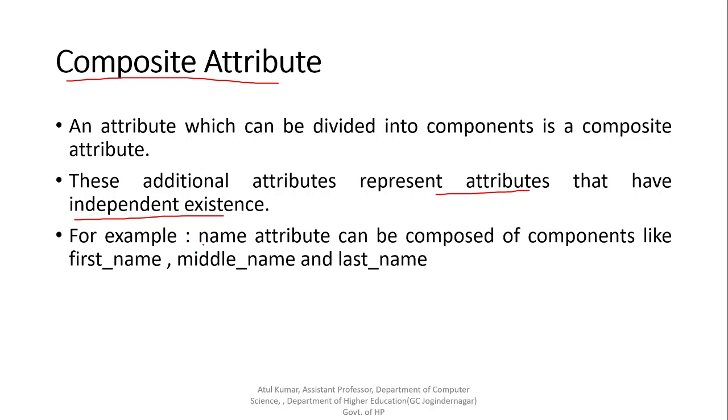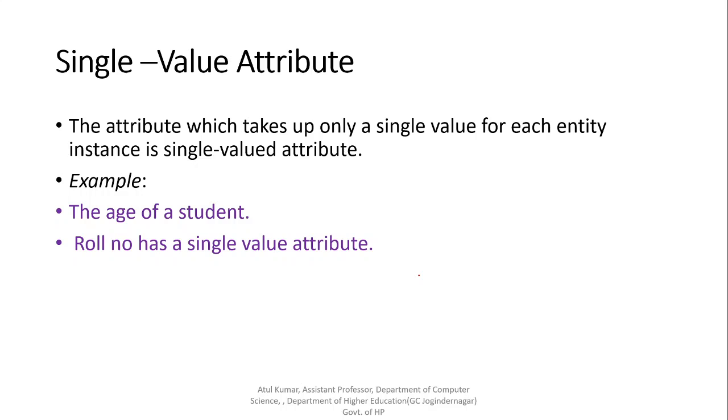For example, the name attribute here is a composite attribute, as it is composed of components like first name, middle name and last name. So first name, middle name and last name are the attributes which can't be further divided, and those attributes have independent existence.